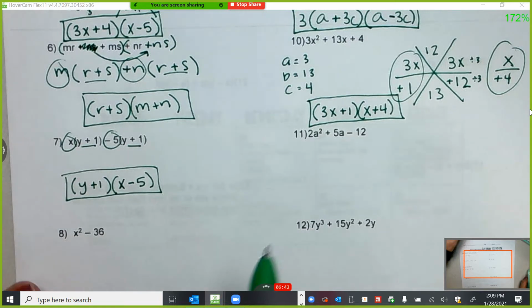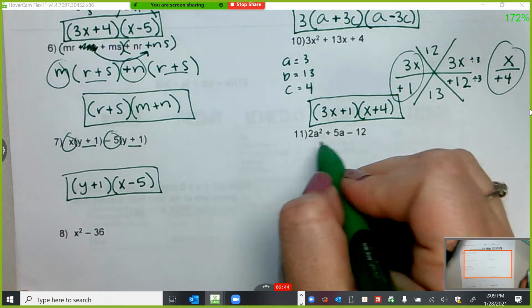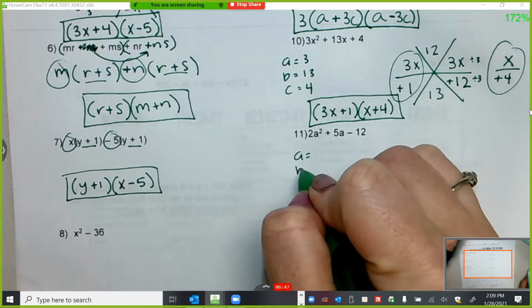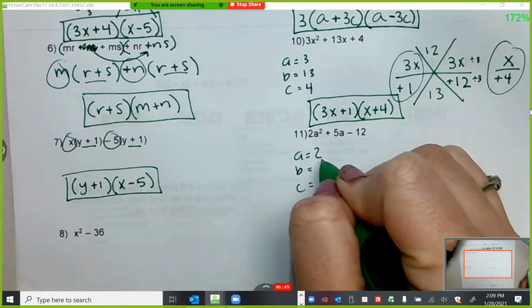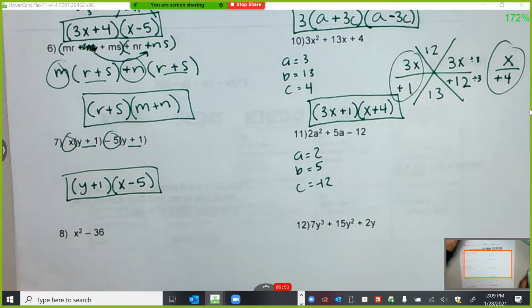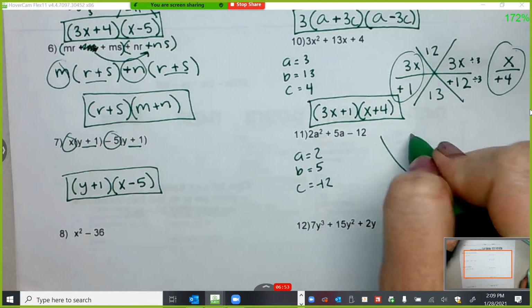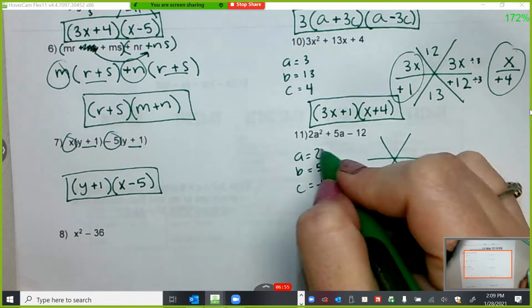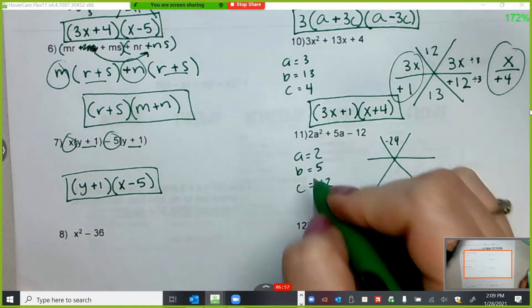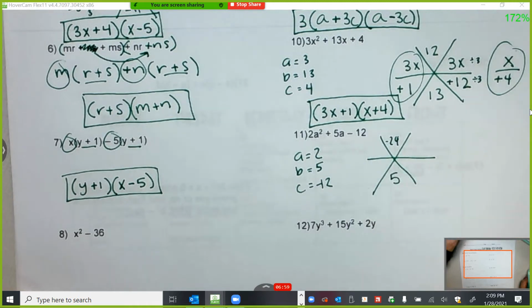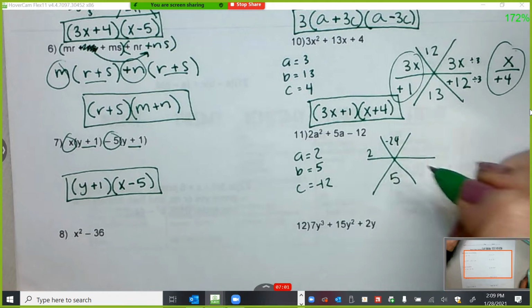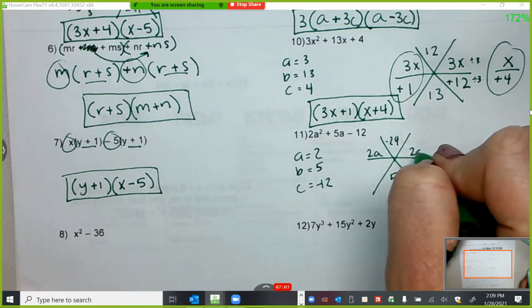Number 11 is 3 terms. There's no GCF and it is in order. So I find my A, B, and C. Do my snowflake. 2 times negative 12 is negative 24. B is 5. A, I would say AX, but it's technically AA.